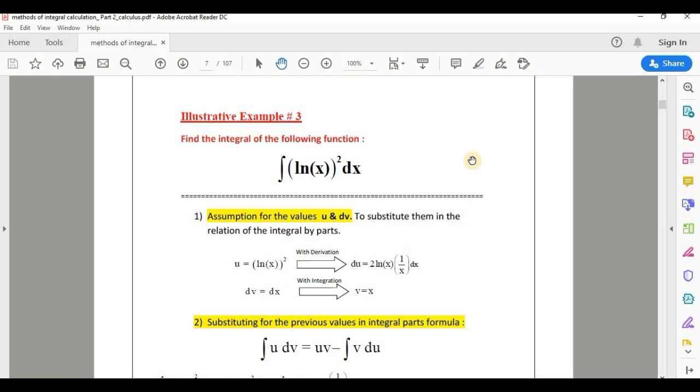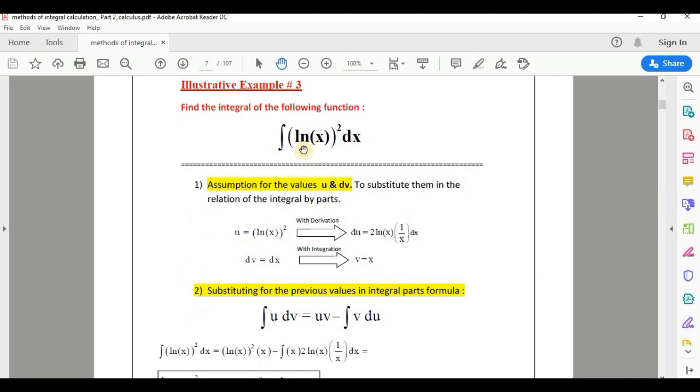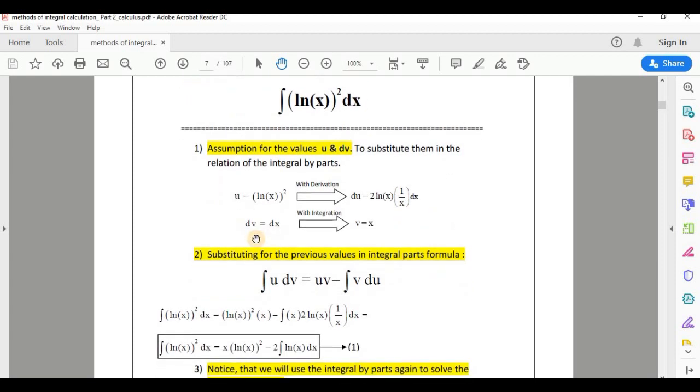Find the integral of the following function. We will follow the same steps. First step, assumption for the values u and dv. u will be ln x all to the power 2, and dv will be dx. Then after we make the derivation for this assumption, it will be du equal 2 ln x multiply 1 divided by x dx. And with integration, the integration for dv will be v, and the integration for dx will be x.